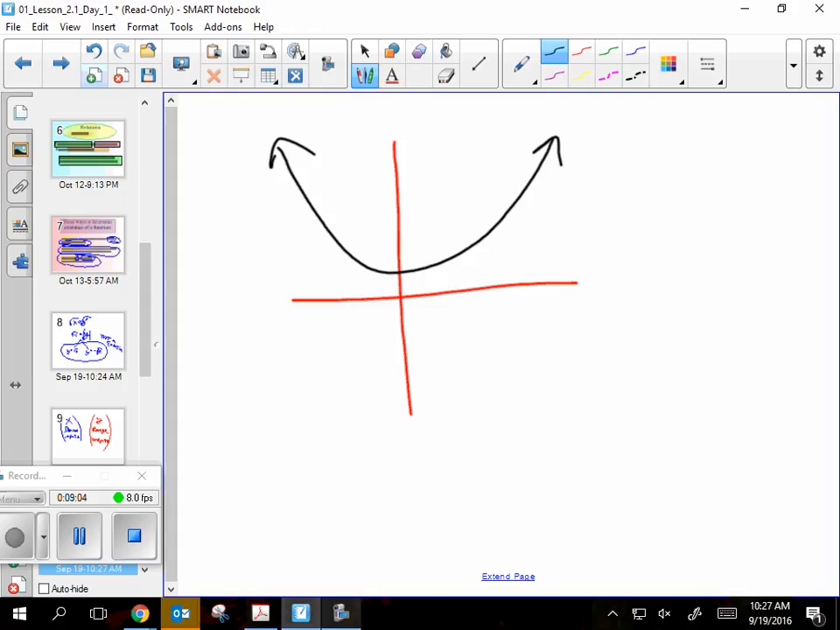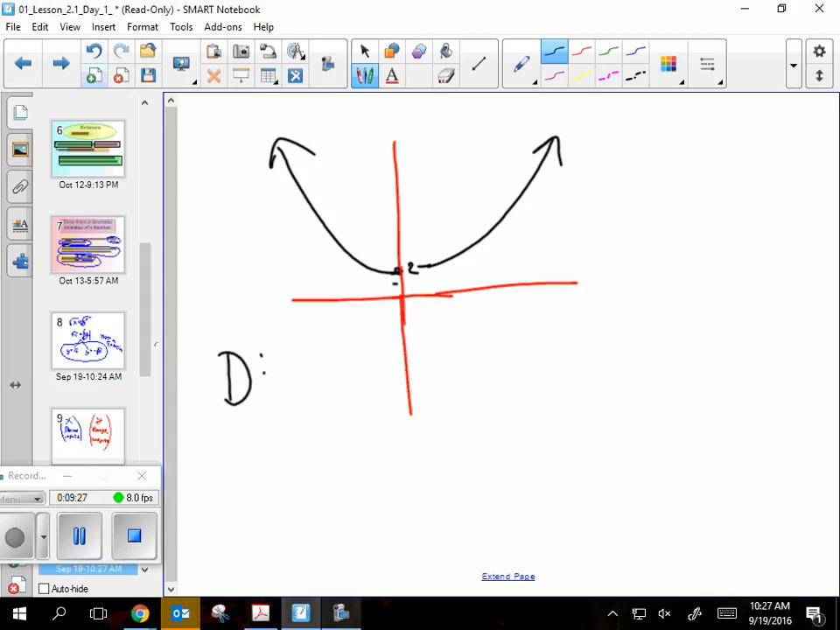Let's say it hits right here at 2. This is 1, that's 2. So it hits at, no, the y-intercept, sorry, is 2. That's a little messy. I'm going to clean that up. So that right there is at 2. My question is, what's its domain and what's its range?